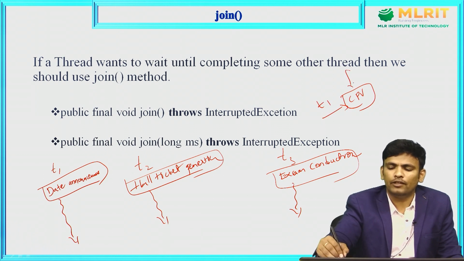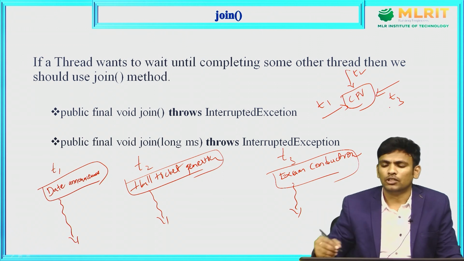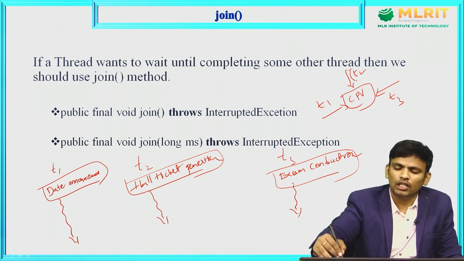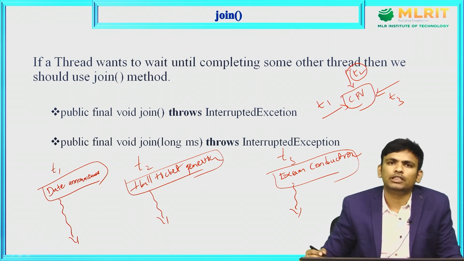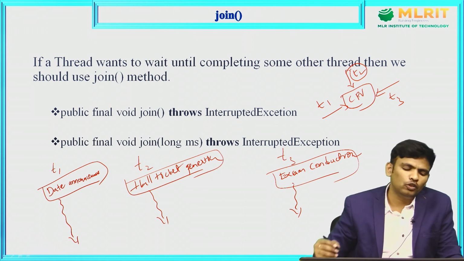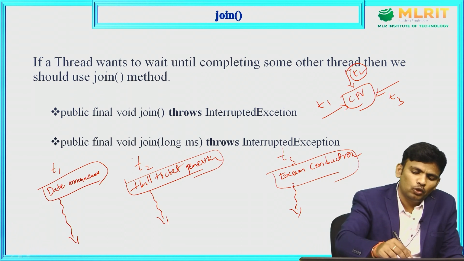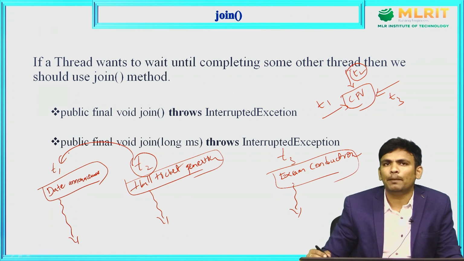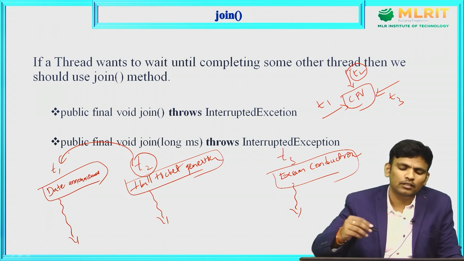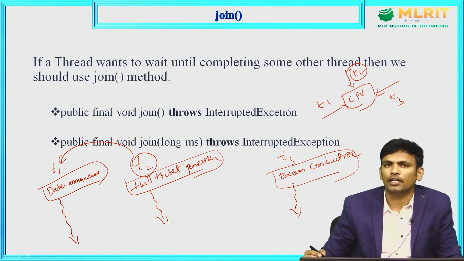If you are not applying the join method, the 3 threads will be executed independently. Suppose T2 got a chance to execute on the CPU first. Then the hall ticket will be generated without the date. In a hall ticket we compulsorily need to specify the date, which means thread 2 depends on thread 1, but here it is executing independently. So without announcing the date, T2 is executing and printing a hall ticket.